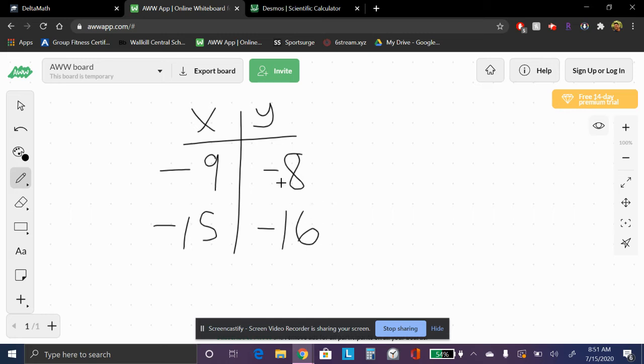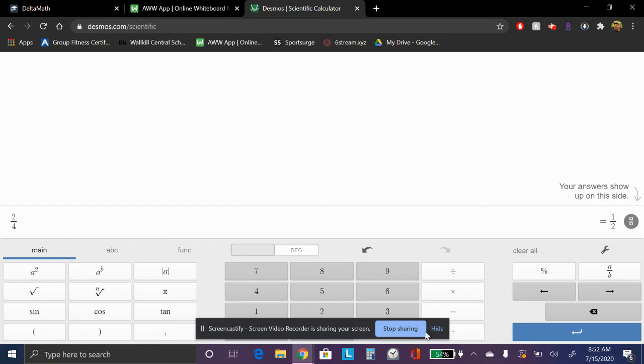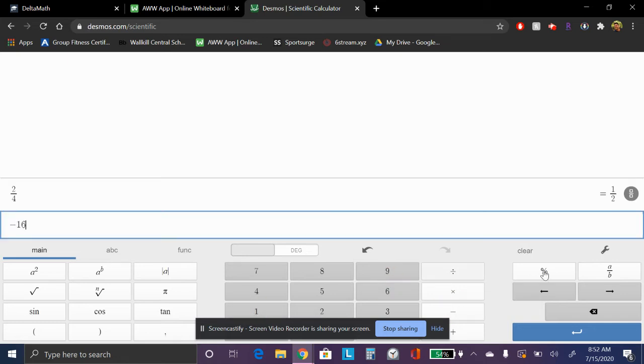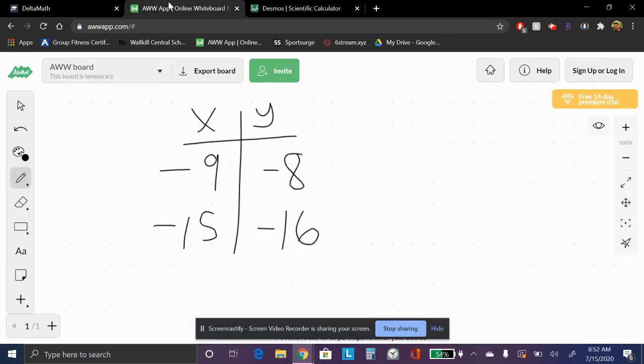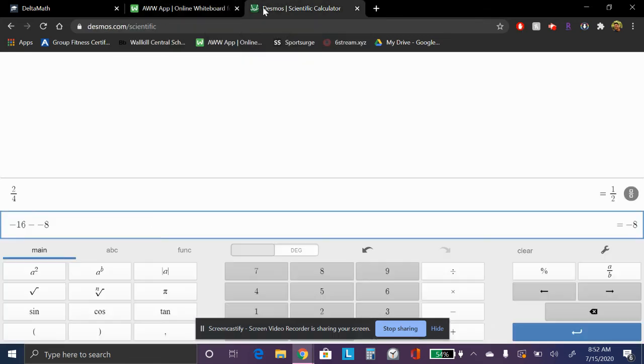Another way you could do this, listen, if you can't figure out in your head what this is, you take this number and subtract this number. So you would do -16 minus -8, which is -8. So this is going down 8. What's this doing? -15 minus -9.